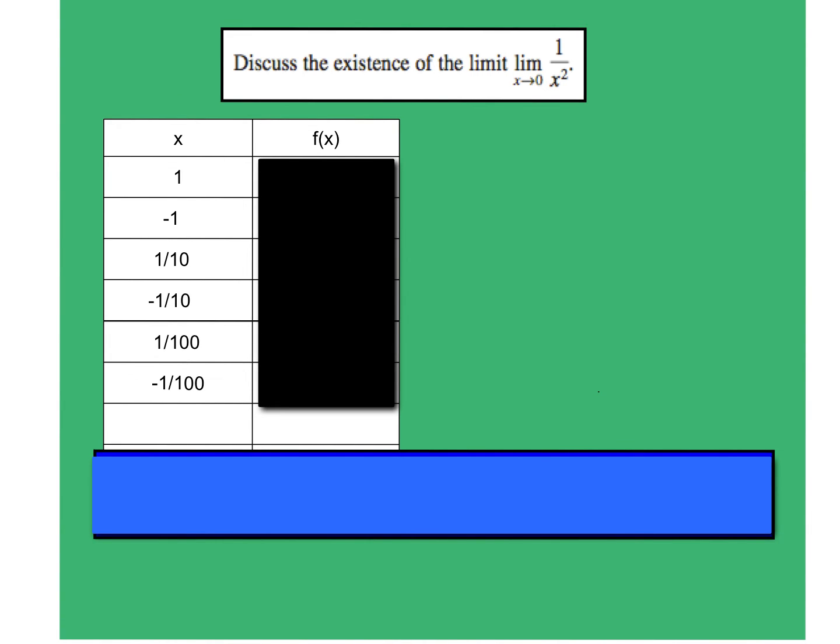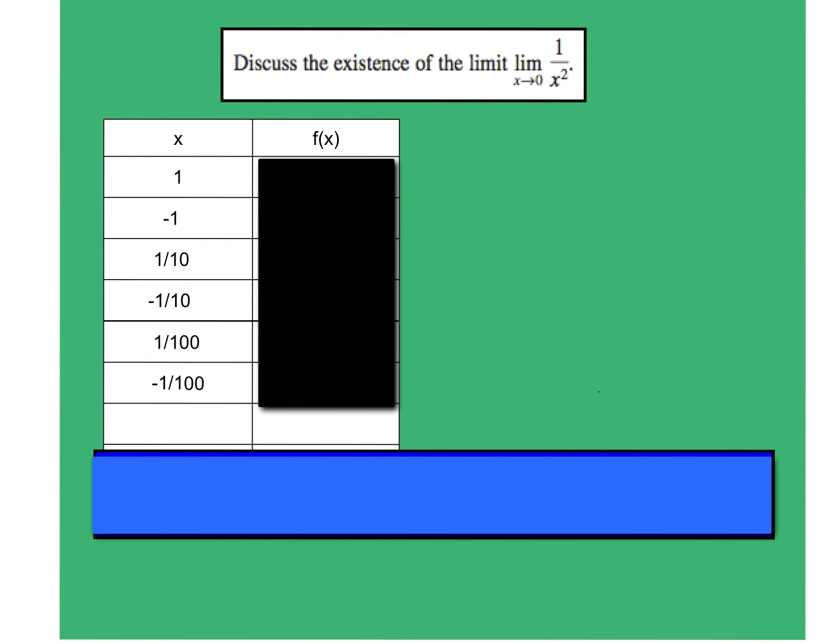Okay, we're going to keep going a little bit. But what happens when we get a number over 0? We get a vertical asymptote. Is our limit ever going to exist? No. Never. And what's going to be our reasoning behind it? It increases or decreases without bounds.